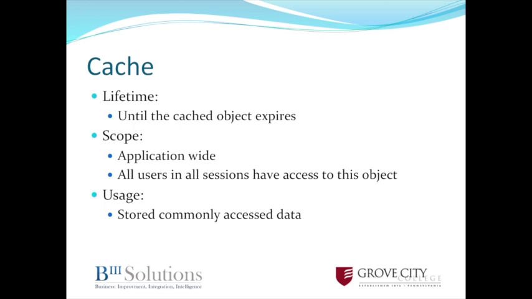What is the scope of the cache? Well, just like the application object, the cache is available application-wide. All users in all sessions are going to have access to this object. So what types of things do we want to use in the cache? Well, we want to store commonly accessed data. These could be complex queries that go back to the database, or interesting algorithms that may take a long time to run. By caching this data, we can make our requests more efficient and be able to service more users.